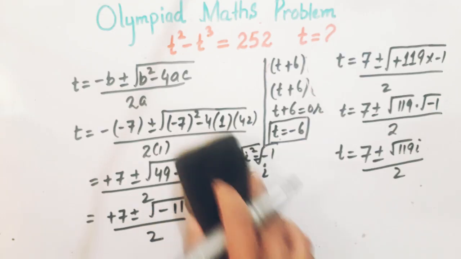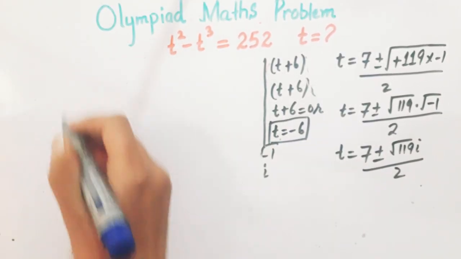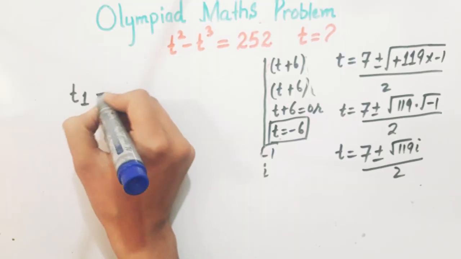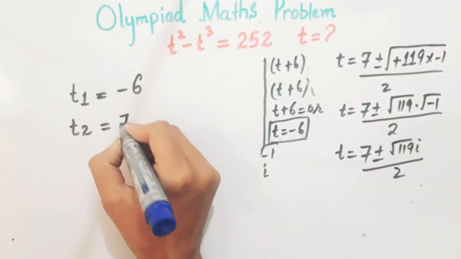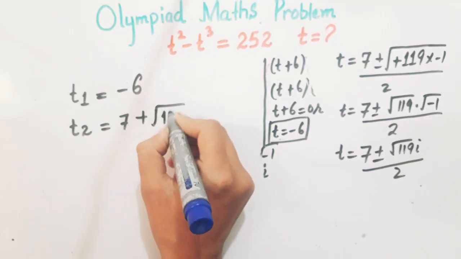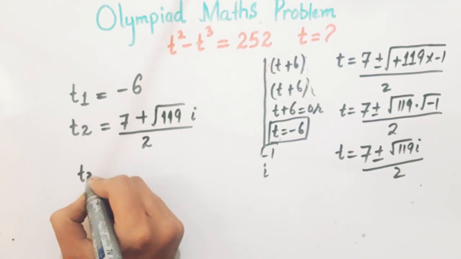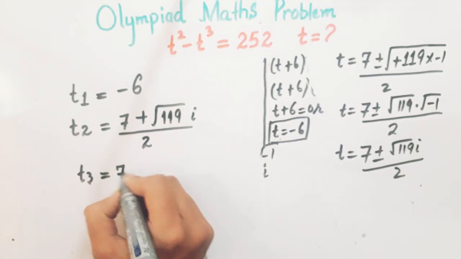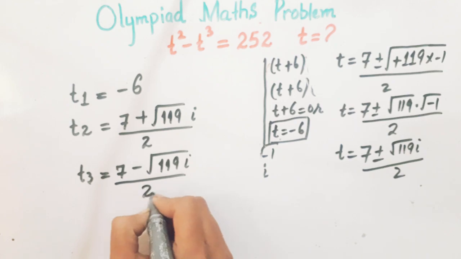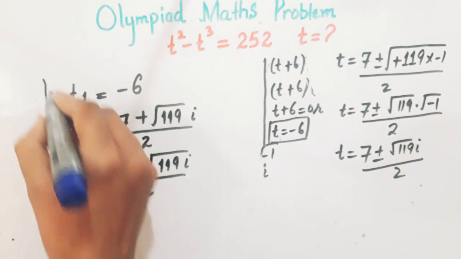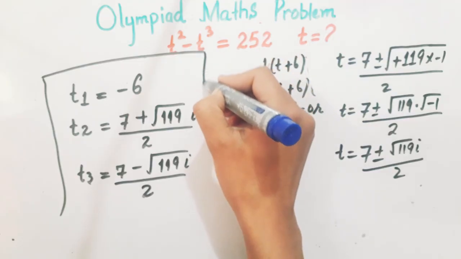Now we will write the final answer. So t1 equals minus 6, t2 equals 7 plus root 119 iota divided by 2, and t3 equals 7 minus root 119 iota divided by 2. So this is the final answer.